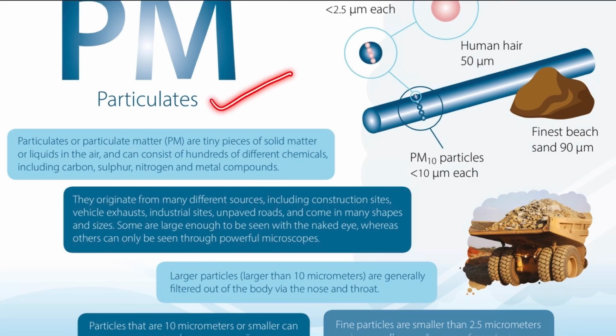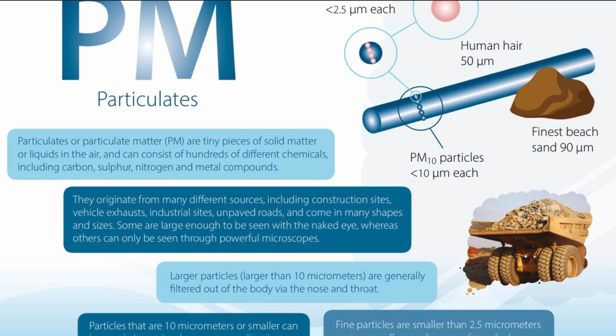The next primary pollutant is particulate matter, or simply called particulates. These are very tiny pieces of solid, liquid, or gaseous particles, and they are composed of hundreds of chemicals, including carbon, sulfur, nitrogen, and metal parts. So, what is the size range of this particulate matter? This can be described in this diagram.